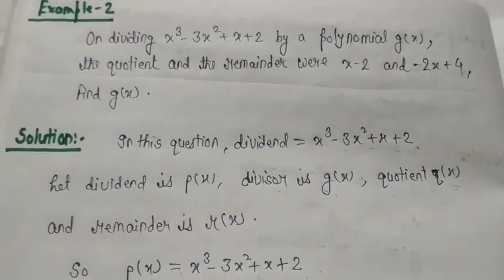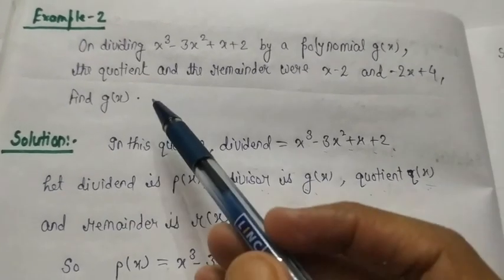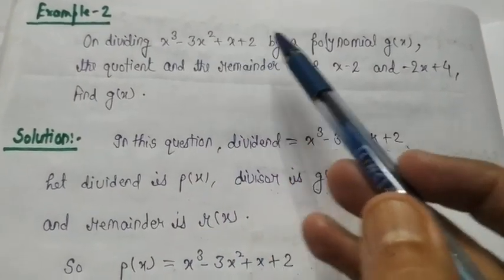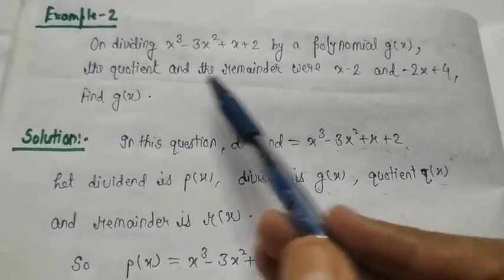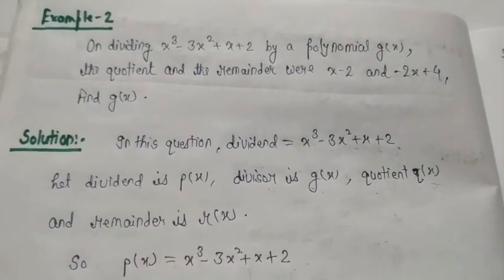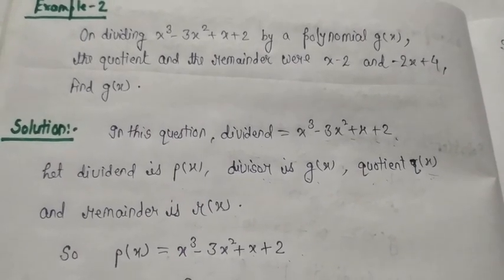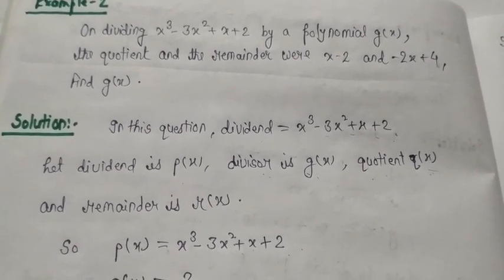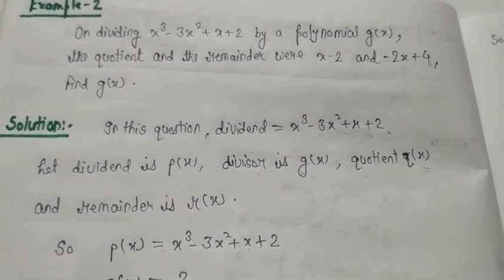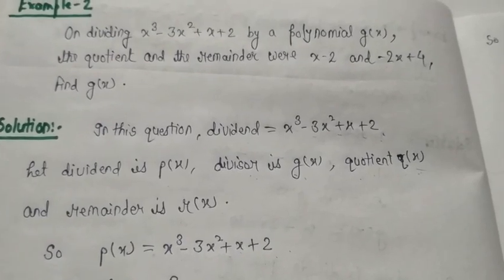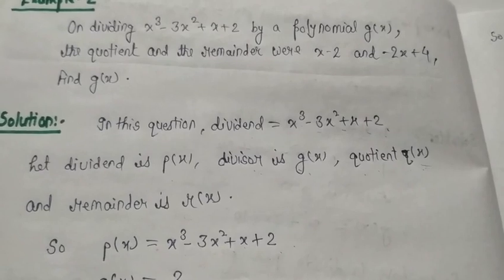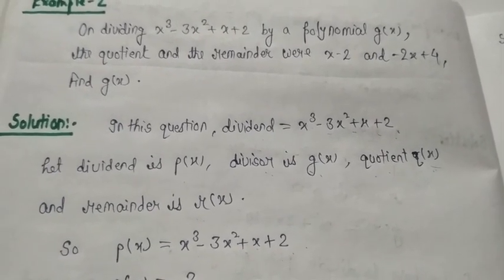So let's move further. See children, another example. On dividing x cube minus 3x square plus x plus 2 by a polynomial g(x), the quotient and remainder were x minus 2 and minus 2x plus 4. So find g(x). So see, in this question, on dividing this by a polynomial g(x), it means the dividend is given, that is x cube minus 3x square plus x plus 2, and the divisor is unknown, that is g(x). But the quotient and remainder are also given, that is x minus 2 and minus 2x plus 4.